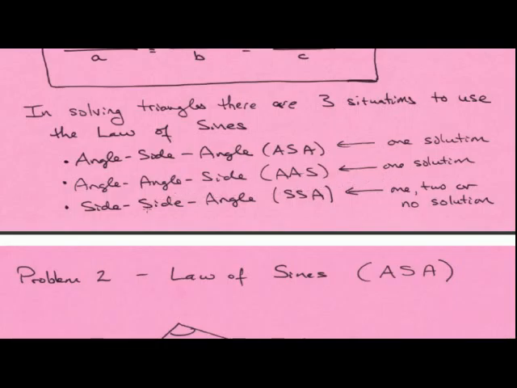And then the third situation, we know two sides and some other angle. This side-side-angle situation will lead us to three possible cases. We could either have one solution, we could have two solutions, or we could have no solution whatsoever. So we'll take a look at that particular case in a little bit more depth.